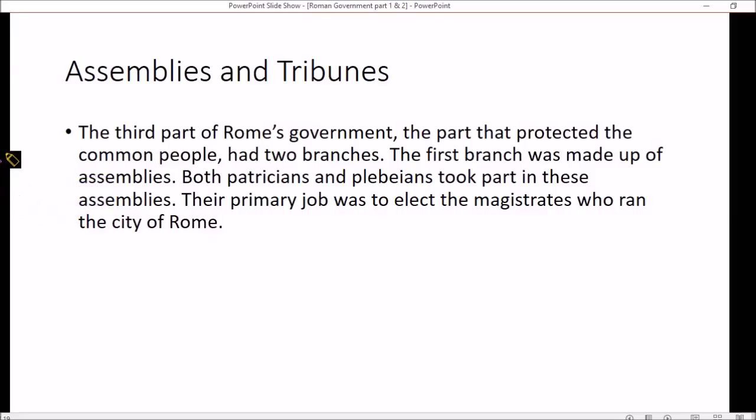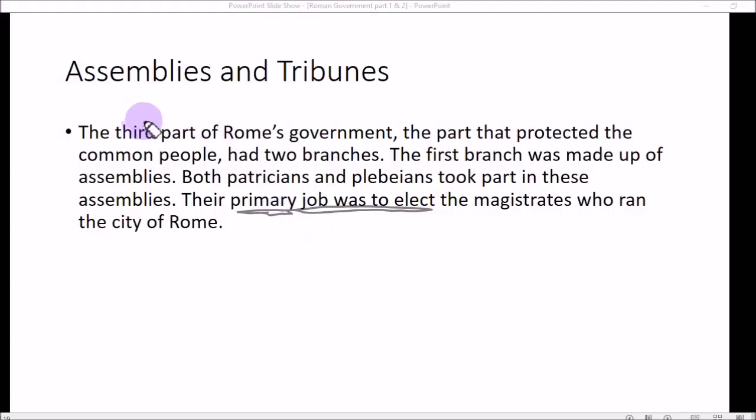All right, let's talk about, I think this is the last part. Oh, there's two more paragraphs. Assemblies and tribunes. The third part of Rome's government, the part that protected the common people, had two branches. The first branch was made up of assemblies. Both patricians and plebeians took part in these assemblies. Their primary job was to elect the magistrates who ran the city of Rome. All right, so our word is primary. Their primary job was to elect. That's more than one word. It's a bunch of words.